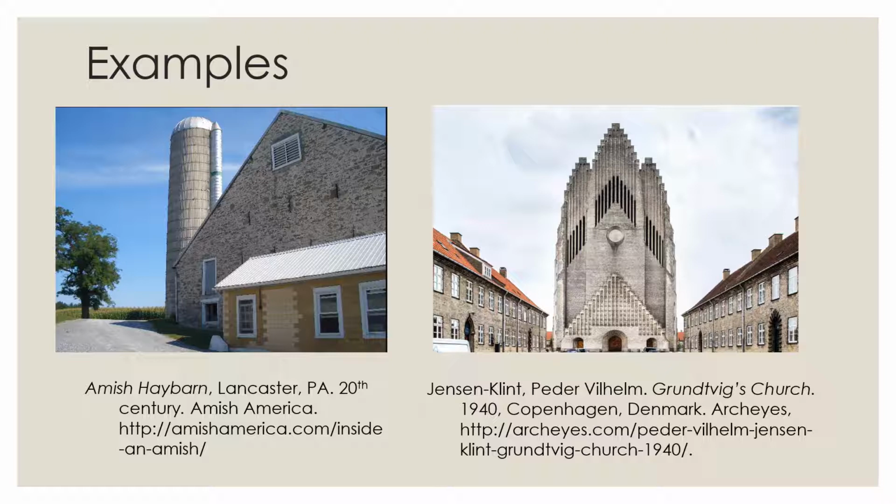Grundtvig's church. The Amish avoid ornamentation as part of their expression of faith, but many other Christian denominations rely on ornamentation in religious design. Jensen Klint's design reaches high toward the sky, and it draws the viewer's eyes up toward heaven. It was built in 1940, during the modern period, and uses strong lines to do this. It's both a product of its time and religion. But Amish dwellings could exist in any time period.